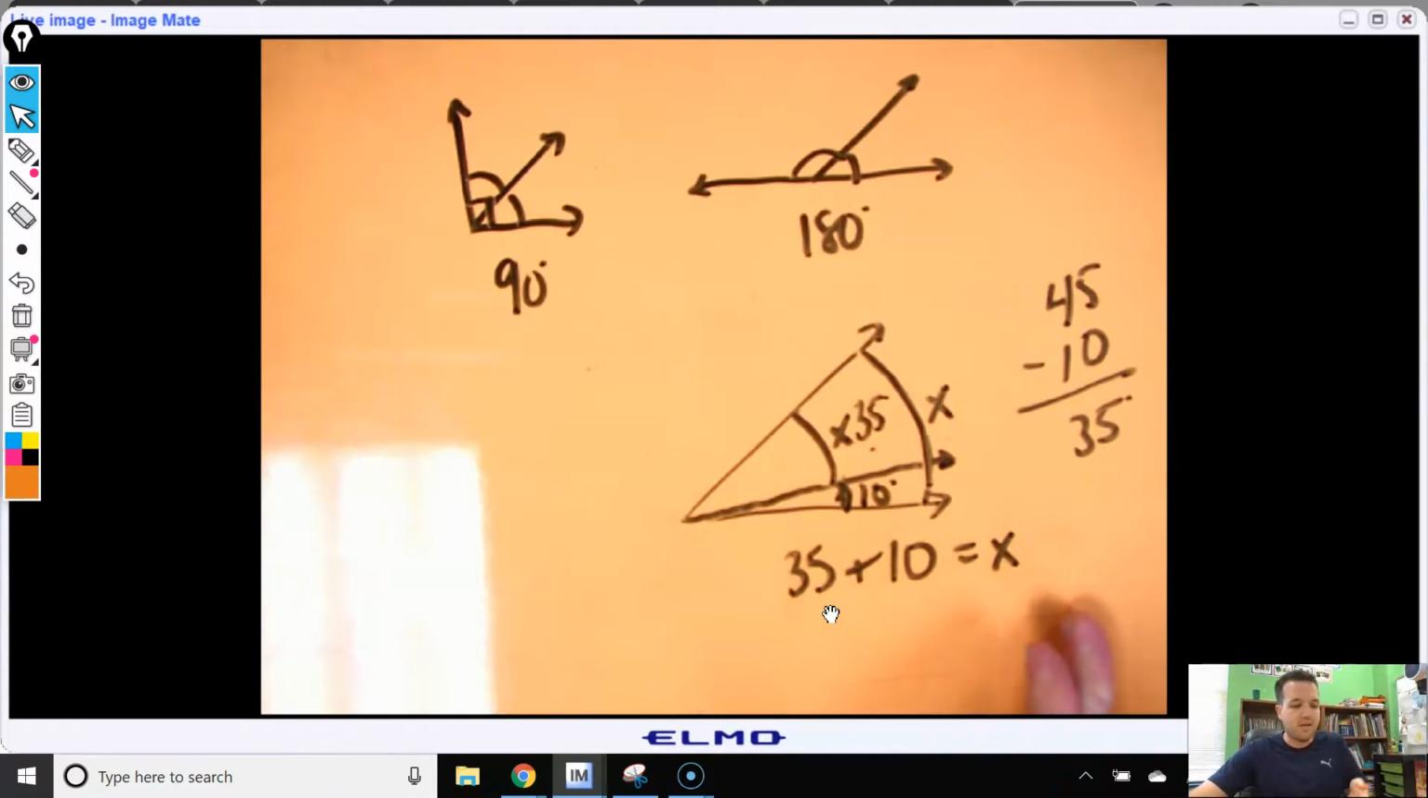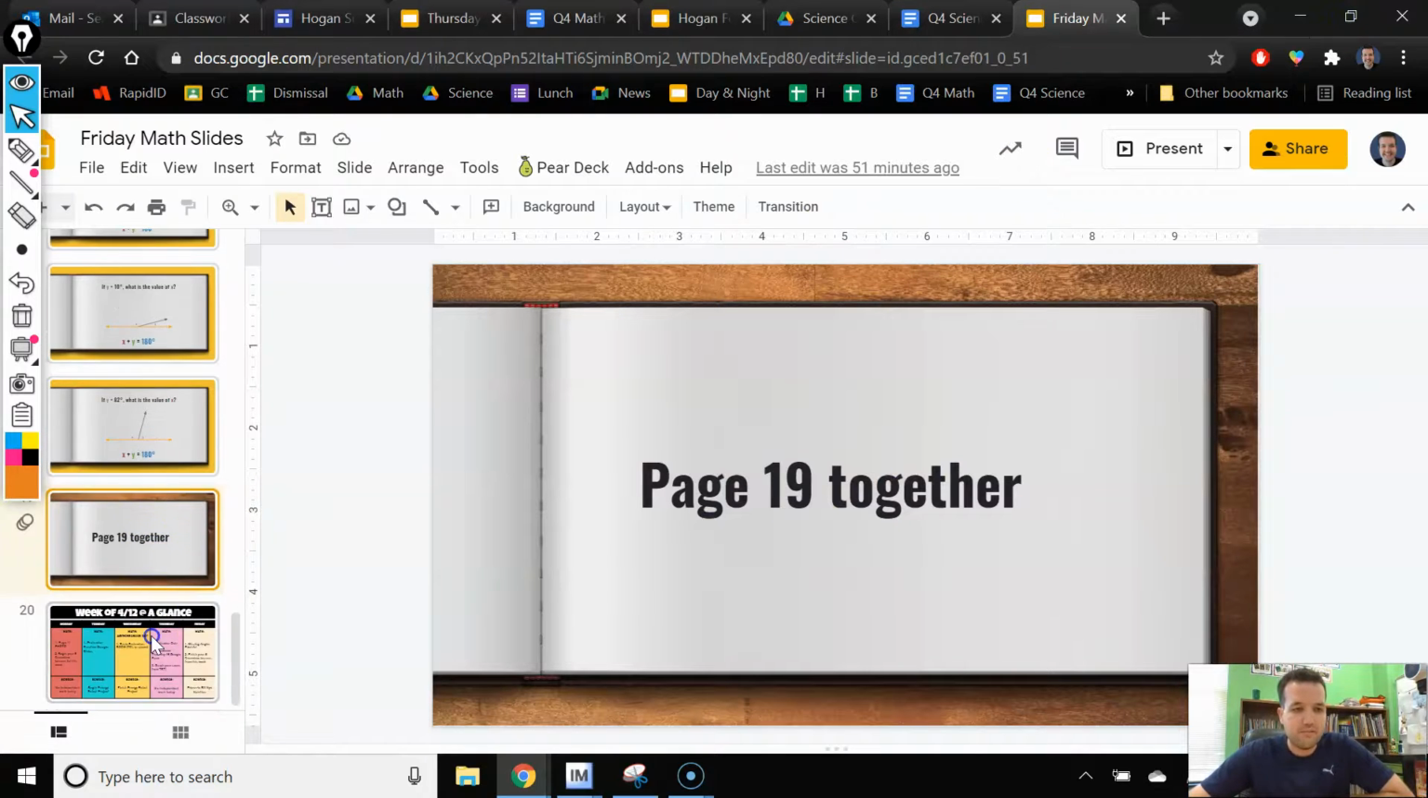Addend plus addend equals sum. Part plus part equals the total, right? So let's take a look at your independent work.